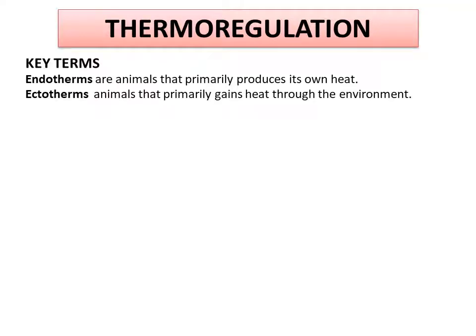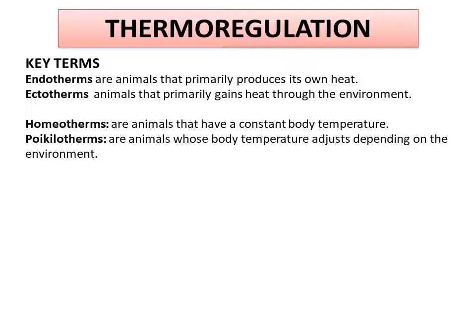So it makes sense to start with a few key terms. Endotherms are animals which primarily produce their own heat, so that's organisms that can maintain their own body temperature. Ectotherms are animals which mostly get their heat through the environment, so those would be quite often what we refer to as cold-blooded. We come across these terms as well. Homeotherms means they have a constant body temperature, and poikilotherms are animals whose body temperature adjusts according to their environment. Again, we often refer to homeotherms as being warm-blooded, and poikilotherms are often referred to as being cold-blooded. We don't use those terms in our exams though.